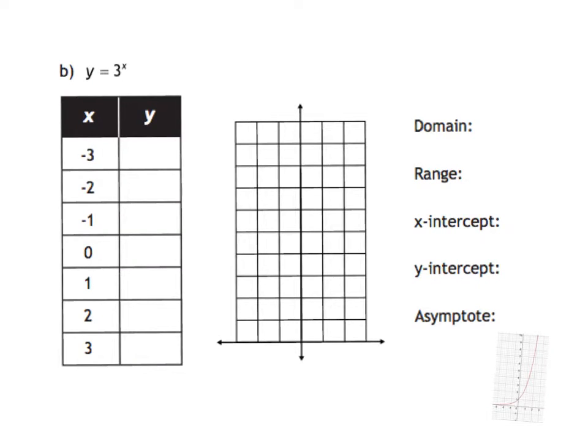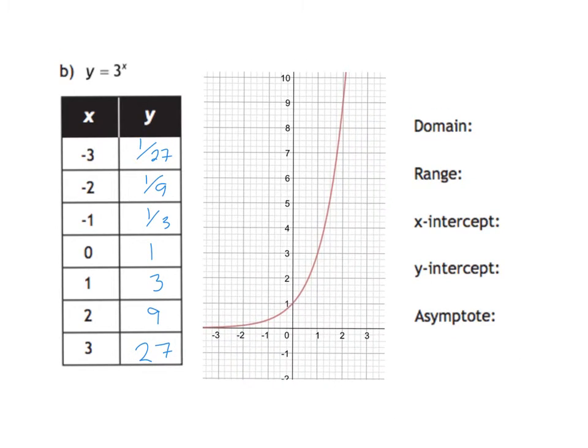For the second one that you have, it's going to be very similar. It's y equals 3 to the x instead of y equals 2 to the power of x. And so your values, 3 to the power of negative 3 is going to be 1 over 27. And then 1 over 9, 1 over 3, 1, 3, 9, and 27. And the graph looks like this.